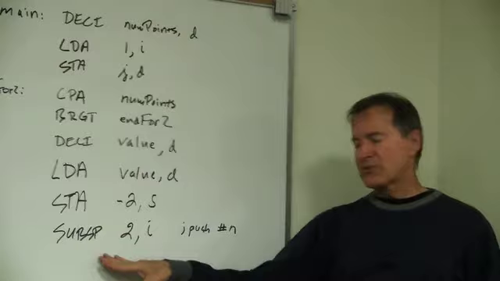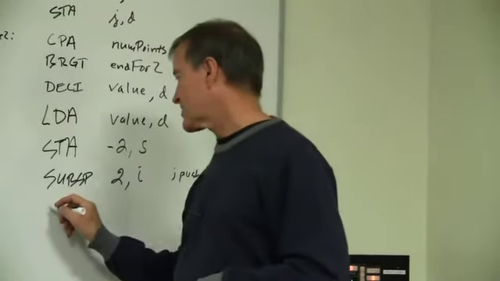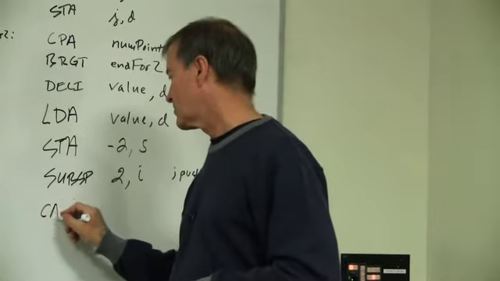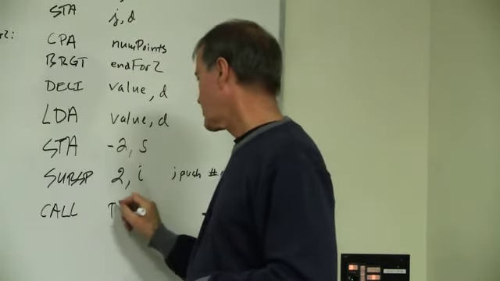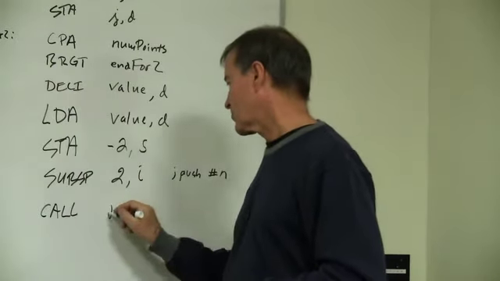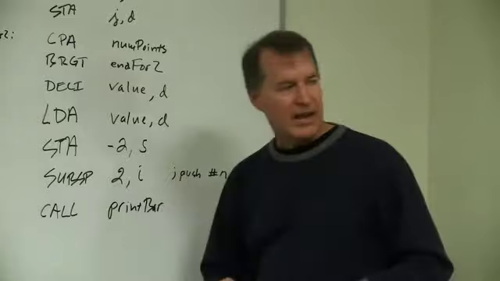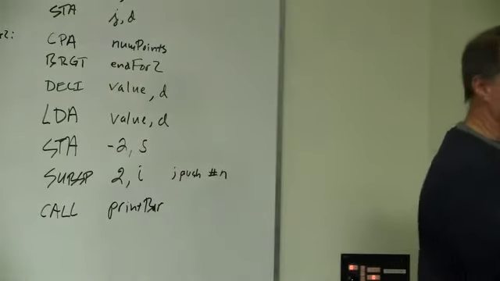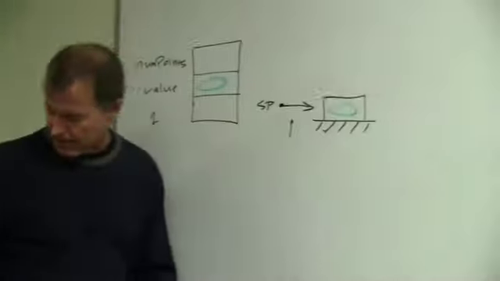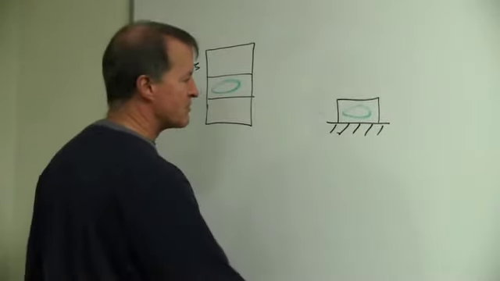And now, after we do sub SP, we call. But what do we call? We call print bar, and that pushes the return address. So we'll call print bar. And over here, print bar moves this SP up 2 more. Remember, it always moves SP up 2 more, right?